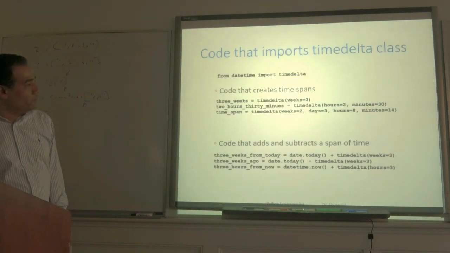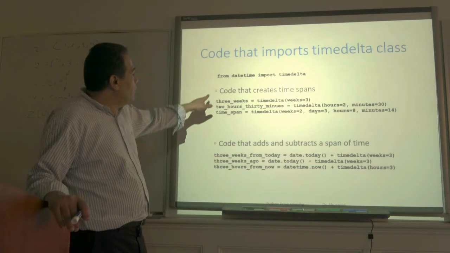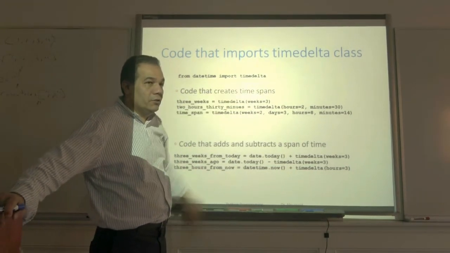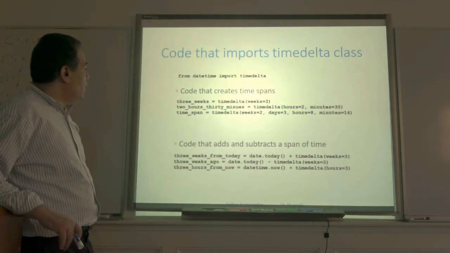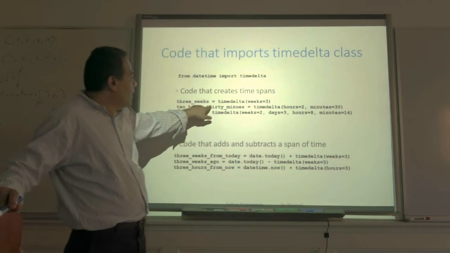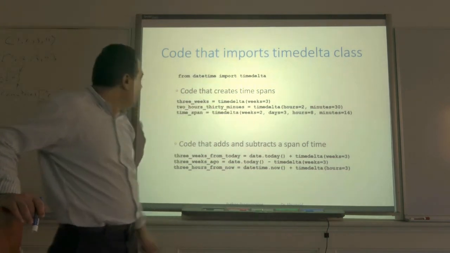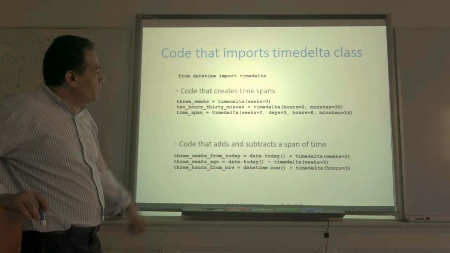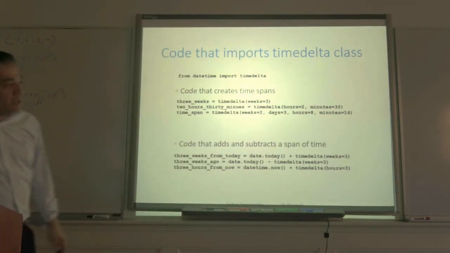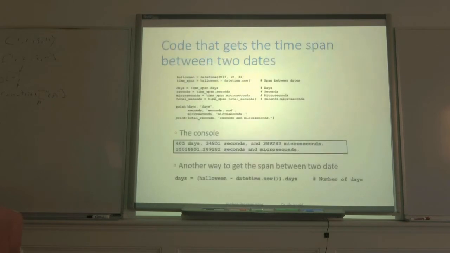So for example, in here, from datetime, import timedelta. You have to import it. Timedelta the function, and then the module of the function. So for example, 3 weeks, timedelta weeks equals 3, 2 hours, 30 minutes, whatever. Anyways, days, seconds, whatever. Code that gets the time span between two dates.